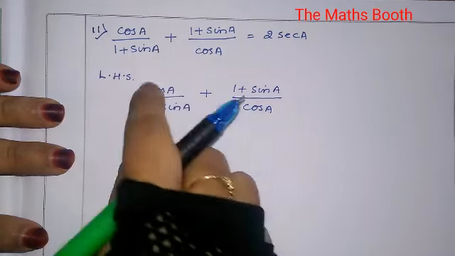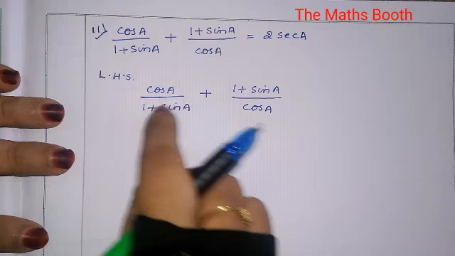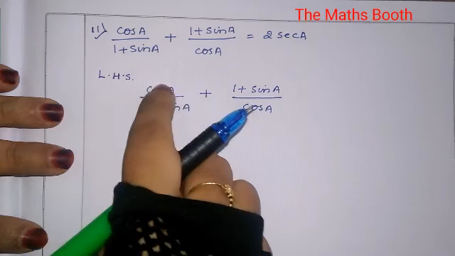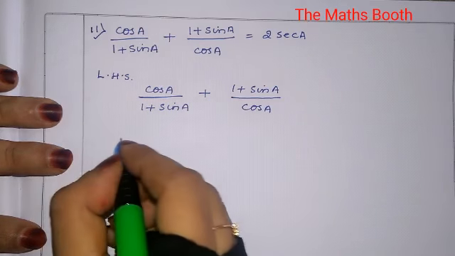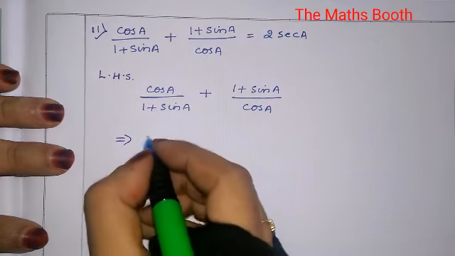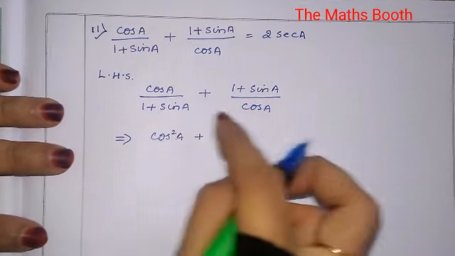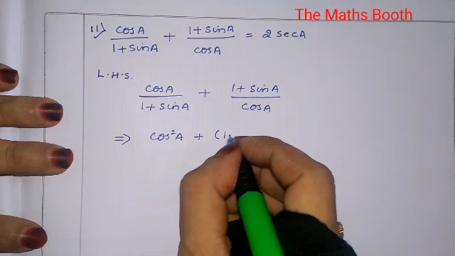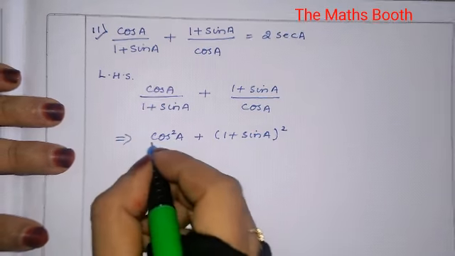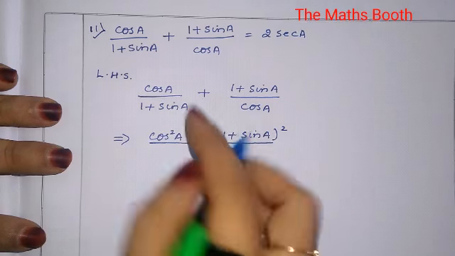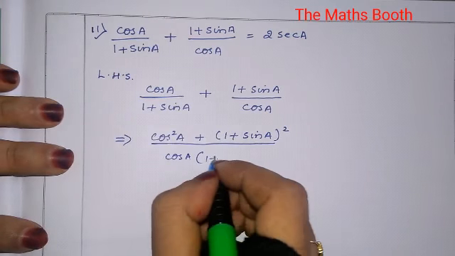Let us cross multiply. Okay, this into this and this into this. We know how to cross multiply. Let us start. cos A into cos A is cos square A, plus (1 plus sin A) into (1 plus sin A), that is (1 plus sin A) square, upon cos A into (1 plus sin A). Okay.